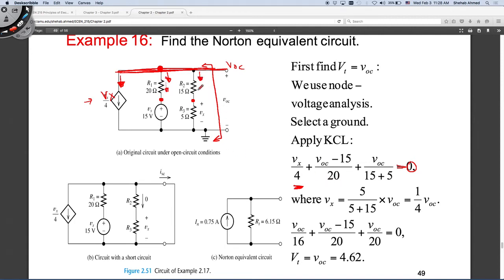Same thing here. I want to find the current flowing in this branch. These are two resistors in series, it's like one resistor, right? So the current flowing here is equal to the voltage across the combination, which is the open circuit voltage, divided by the sum of the two resistors, which is 15 plus 5. So from here, I have an equation that relates Vx and V open circuit. So Vx is equal to 1/4 of the open circuit voltage.